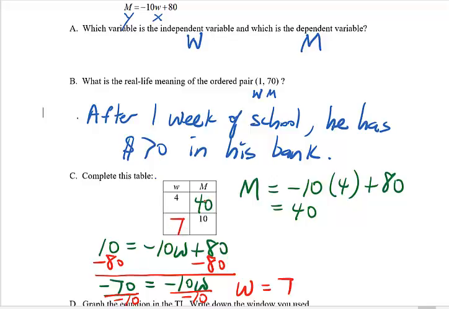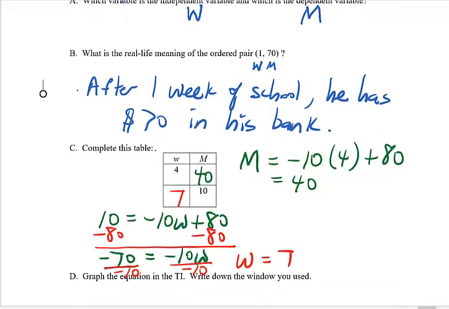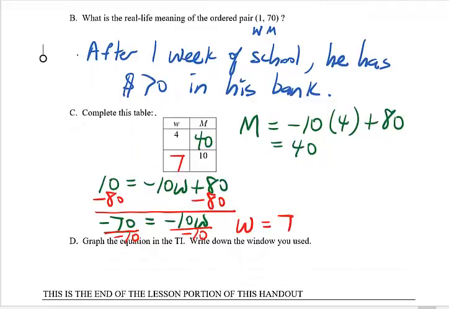We could attach meanings to these pairs as well. This means after 4 weeks, he had $40 in his bank. And after 7 weeks since school started, he had $10 in his bank. Let's go to letter D, which asks us to graph the equation in our graphing calculator. We may have to think about the window that we want to use.